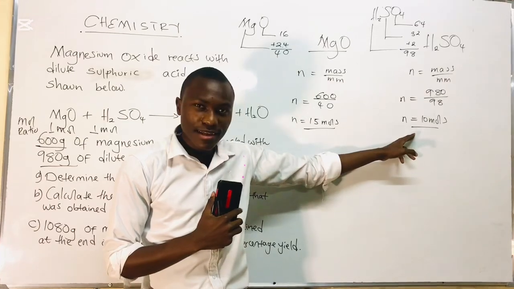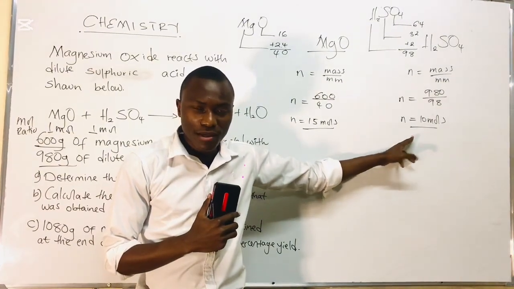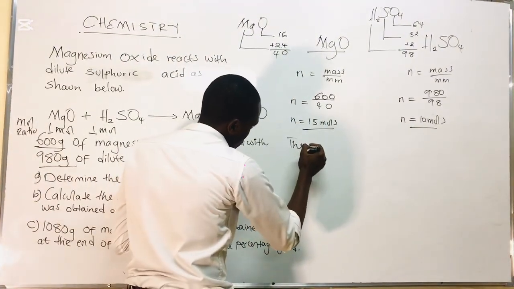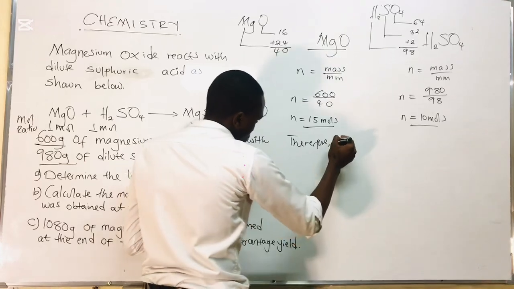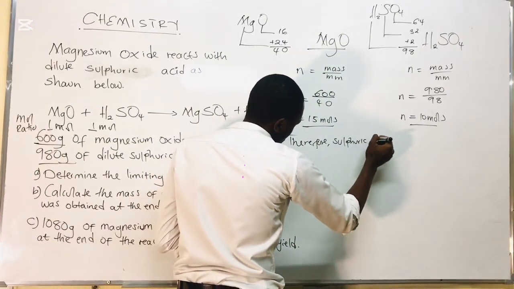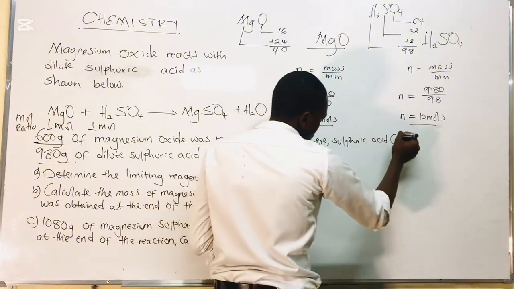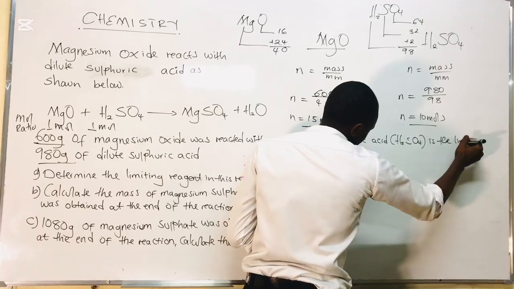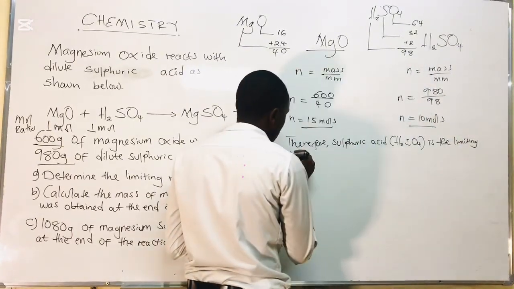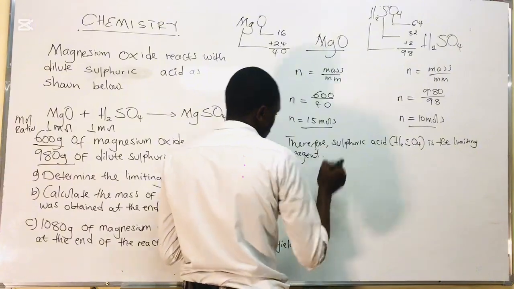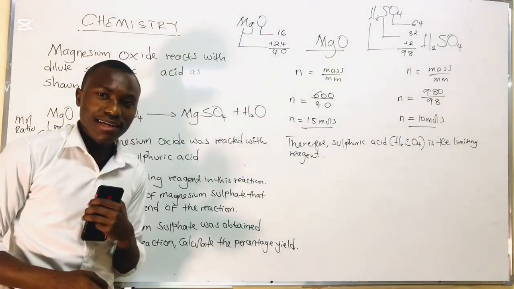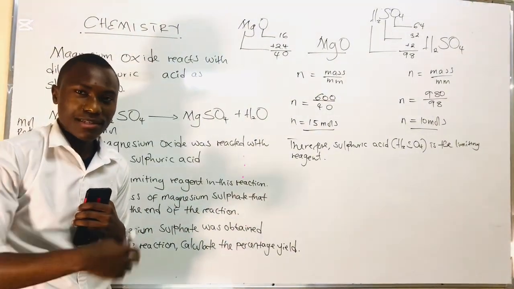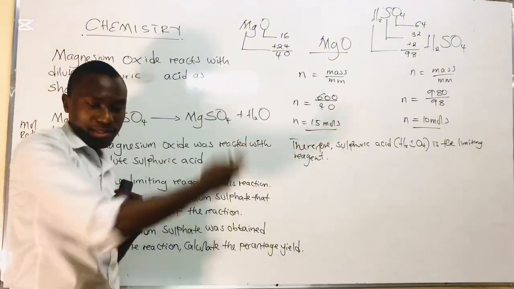Excellent. This guy, sulfuric acid. So we have to tell the examiner. So you are saying, therefore, sulfuric acid or dilute sulfuric acid, H2SO4, is the limiting reagent or reactant. If the question was which reactant is in excess, the answer would have been magnesium oxide, because it is having more number of moles than sulfuric acid.